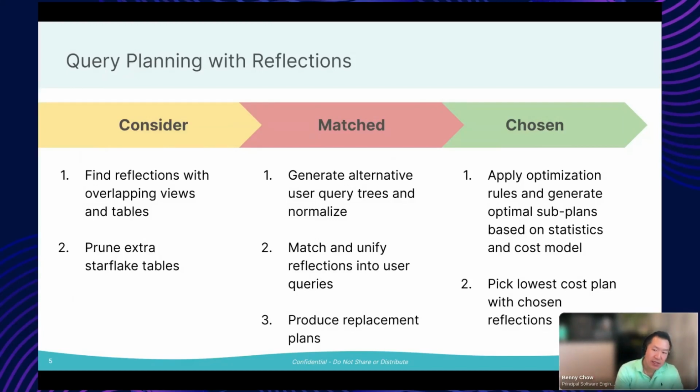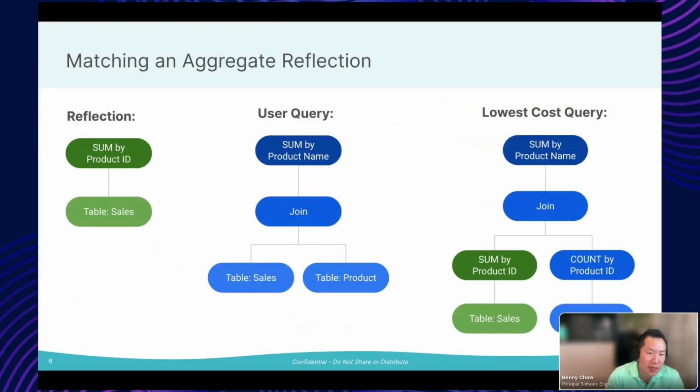All right, so let's talk about an example of matching an aggregate reflection into a user's query. I will also demo this after this. Let's imagine we have a reflection on top of a fact table, sales. I'm summing a measure and grouping by the product ID. Now I come in with a user query that takes the sales table and joins with the product table on the product ID key, then sums the measure and groups by the product name.